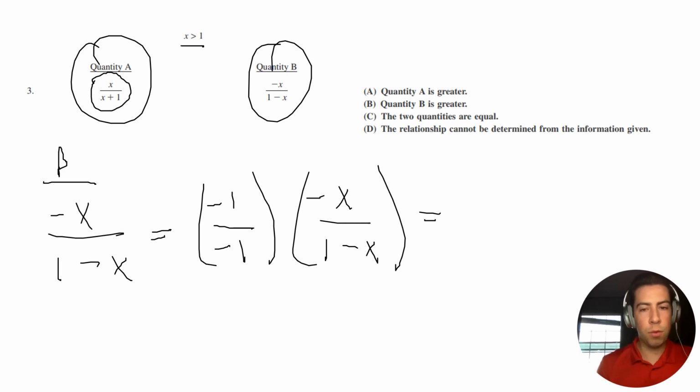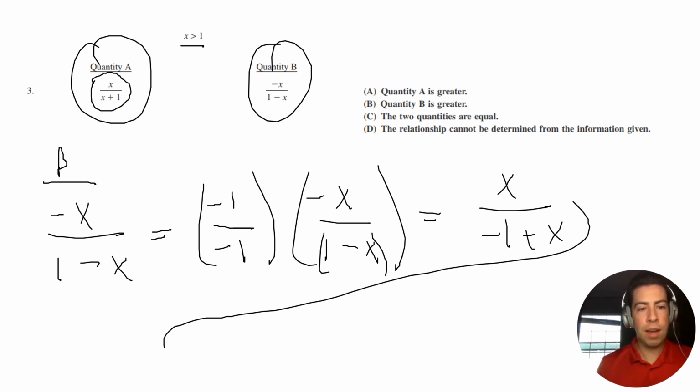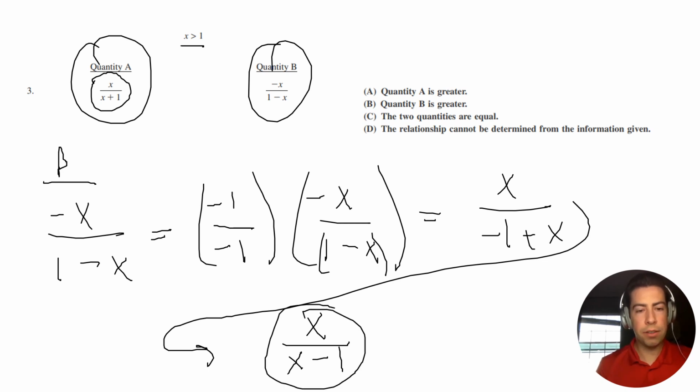All right, guys, so what's negative 1 times negative x? It's just going to be x, and then we need to distribute the negative 1 through here, so I'm going to get negative 1 plus x. Now I'm going to make it look even cleaner and say x divided by x minus 1. Now let me put these side by side so we can really get a good look at them. Quantity A is x over x plus 1, and quantity B is x over x minus 1.